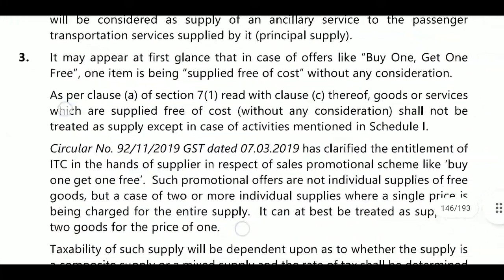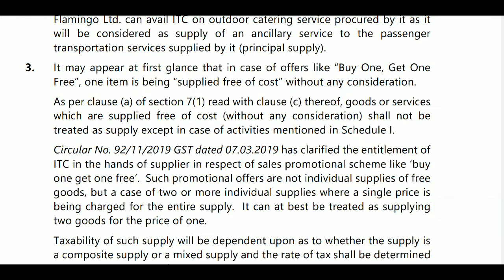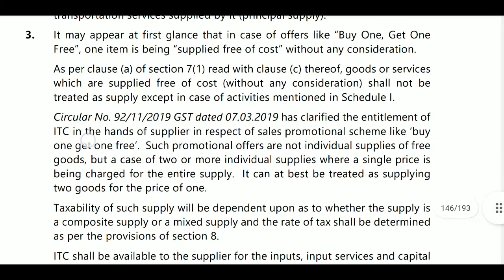So it appears at first glance that in the case of offers like buy one get one, one item is being supplied free of cost without any consideration. As per section 7(1), goods or services which are supplied free of cost without any consideration shall not be treated as supply, except in case of activities mentioned in Schedule 1. We need to clarify the entitlement of ITC in the hands of the supplier in respect of sales promotion.